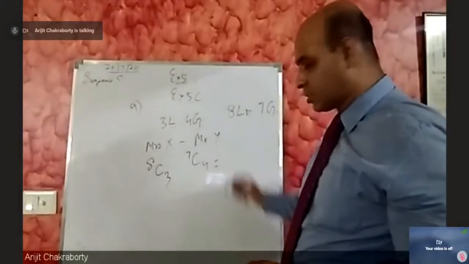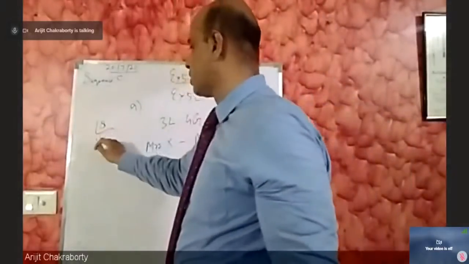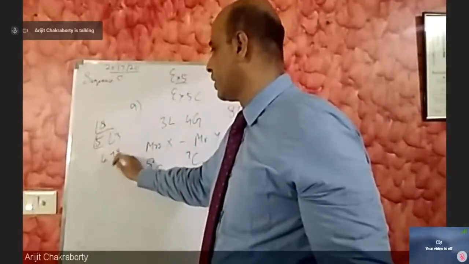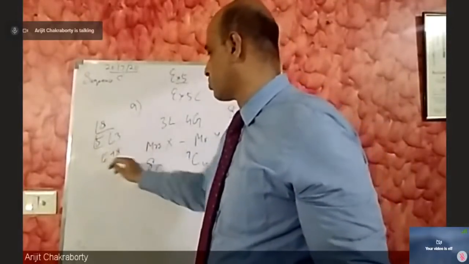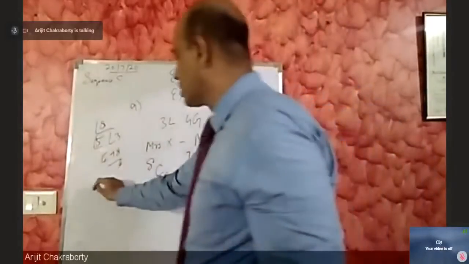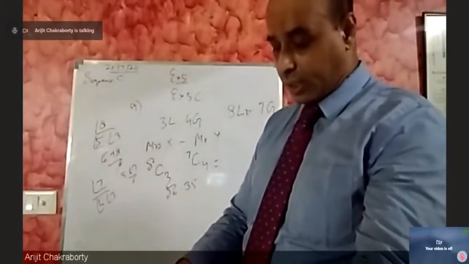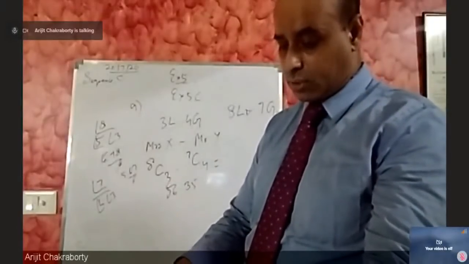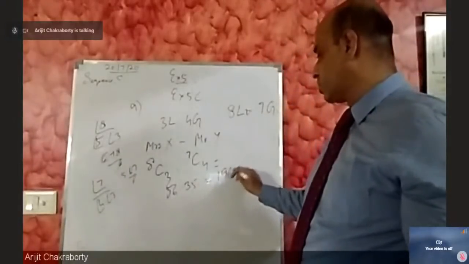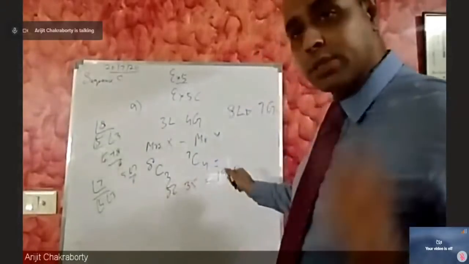Let's quickly work it out. 8C3 is 8 factorial over 5 factorial and 3 factorial, so it is 6 into 7 into 8 by 6, which is 56. 56 into 7C4, which is 35. This is the total number of cases. 56 into 35 gives you 1960. So 1960 is the total number of possible cases.